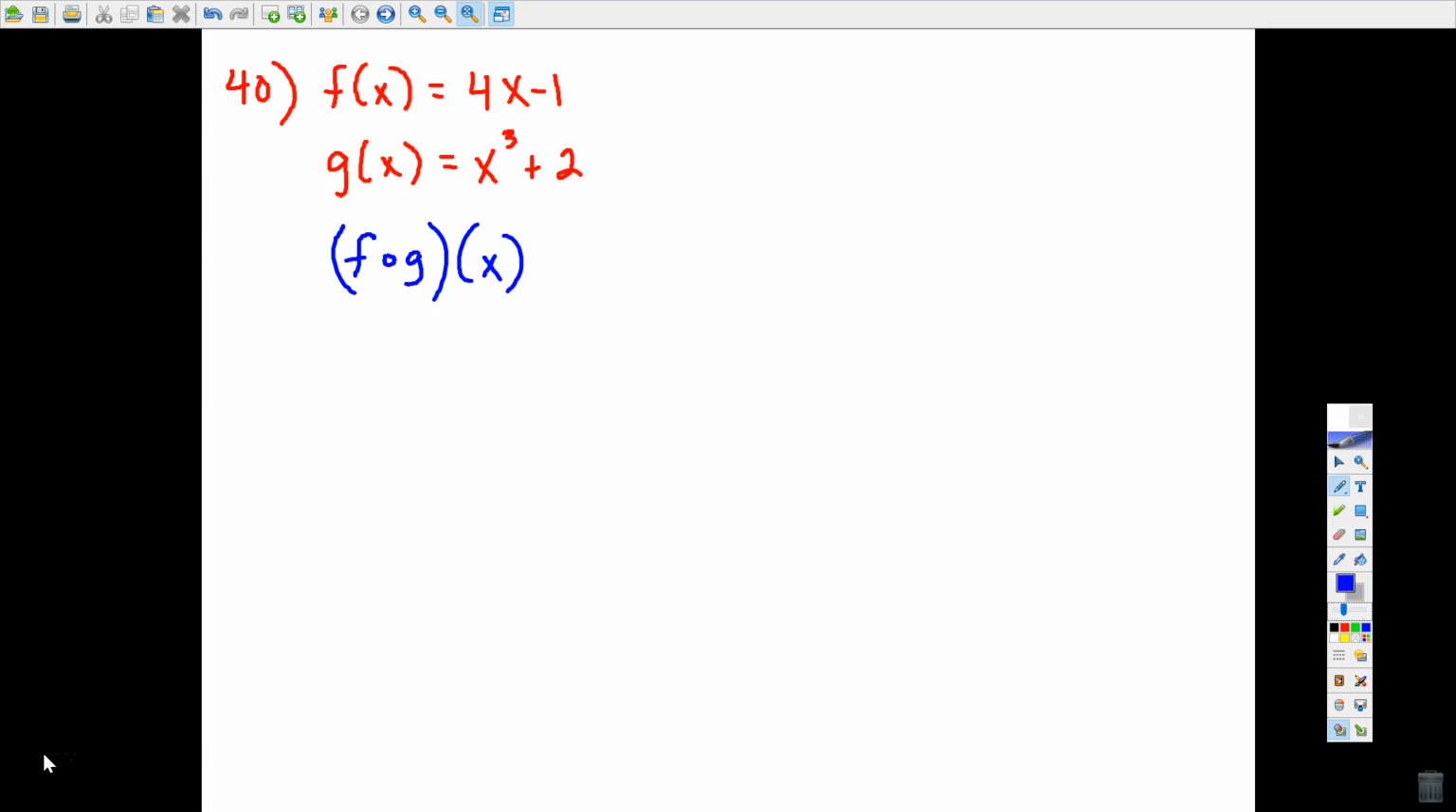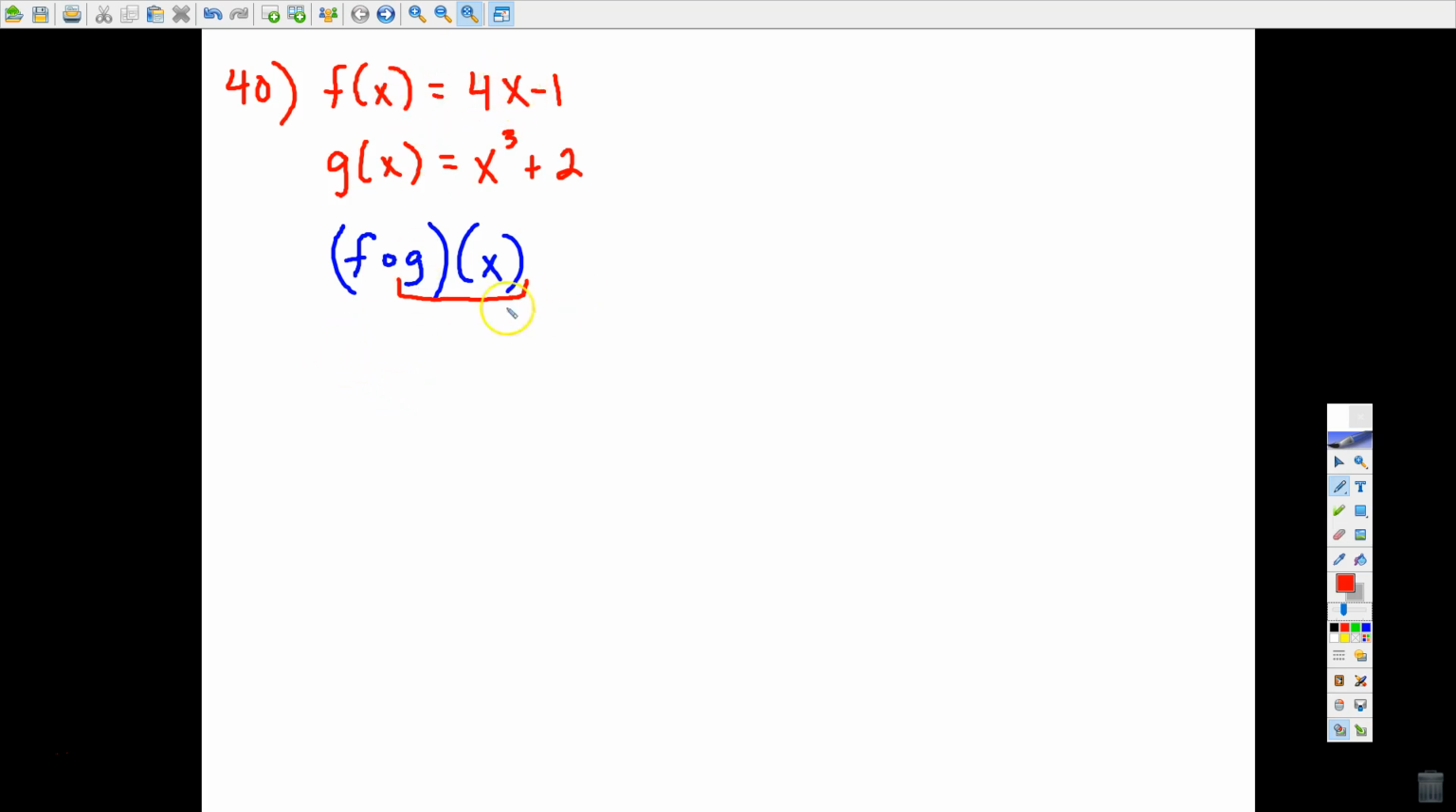So we're working on compositions of functions, and this first problem, number 40, we're supposed to do f of g of x, and then in just a moment we'll turn it around and do the g of f of x composition. So once again, what this means is we're going to take the g function. Remember, we always work from the inside out, so we're going to take the g function and use it as an input for x in the f function.